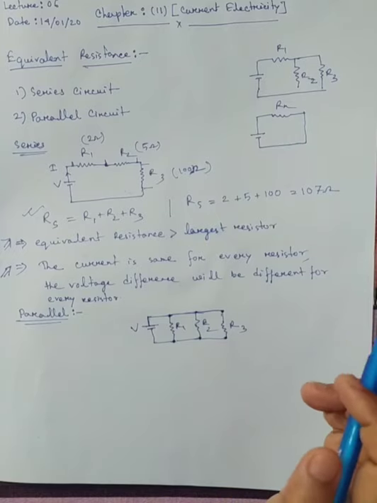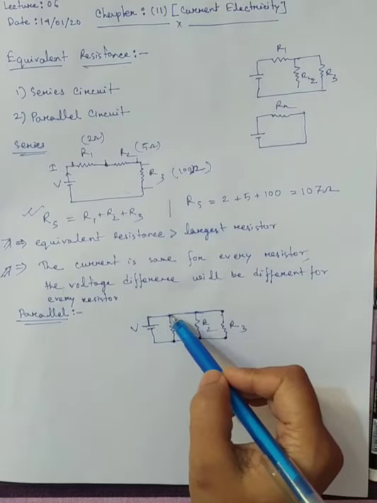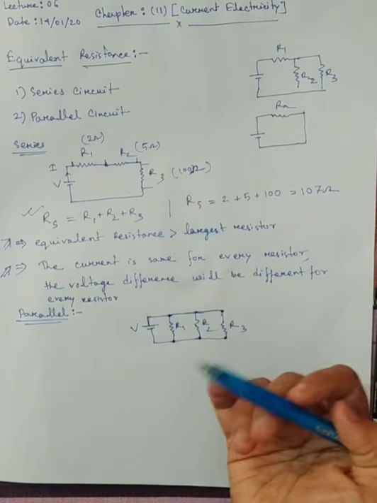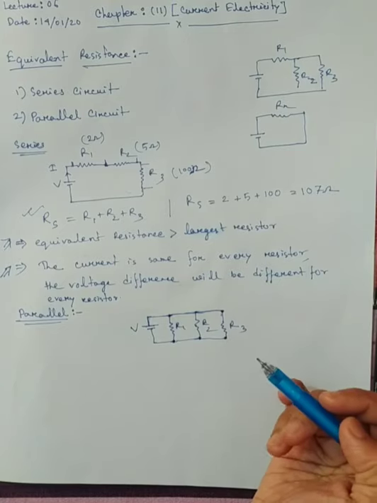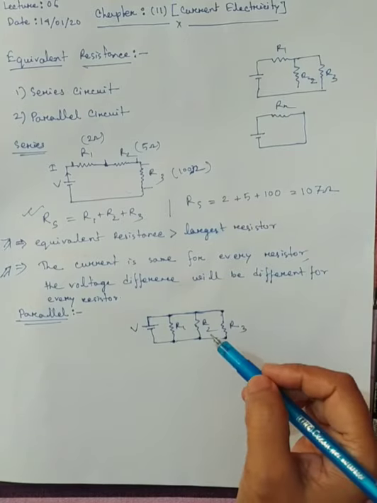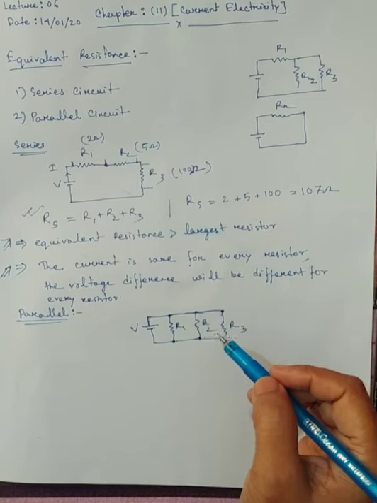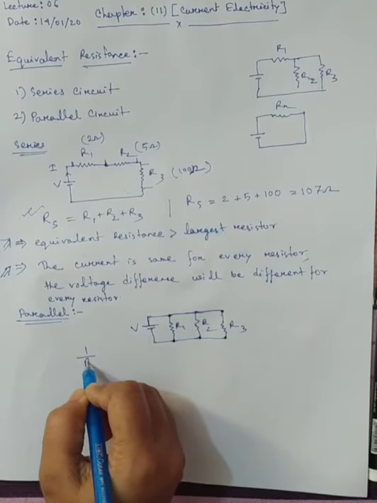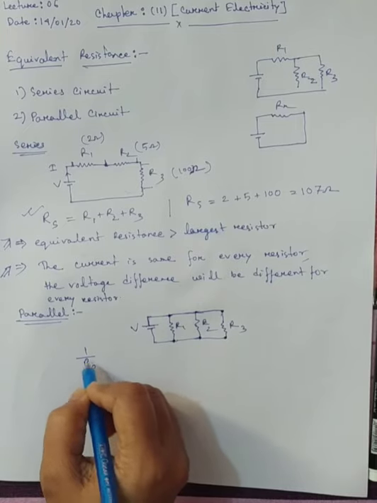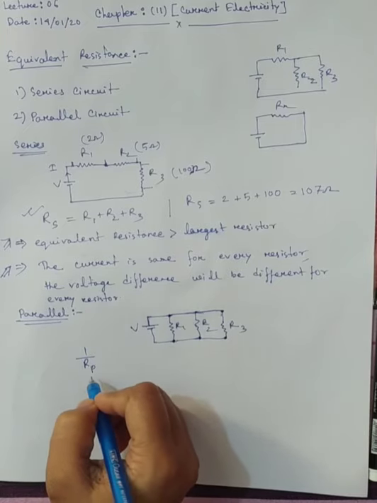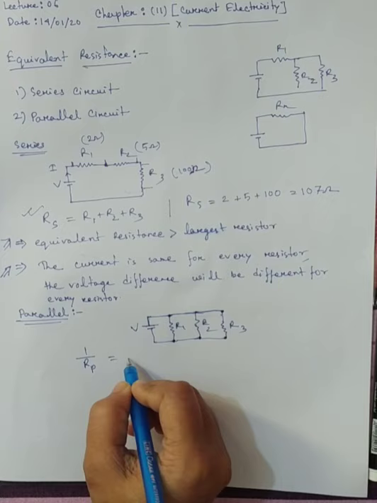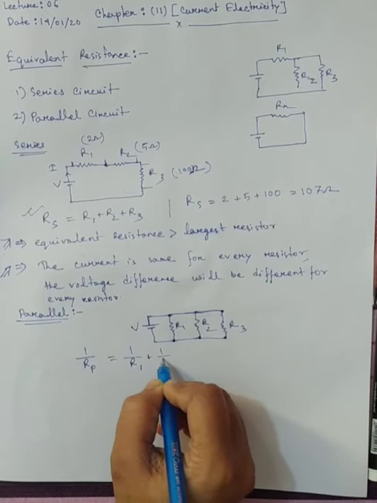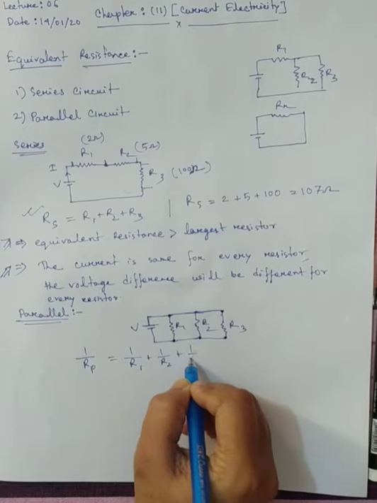The resistors' starting points will be together and the ending points will be together, then we can call it a parallel circuit. So if we want to determine the equivalent resistance for a parallel circuit, that will be 1 by Rp. Here Rp is denoting the equivalent resistance for a parallel circuit. 1 by Rp equals 1 by R1 plus 1 by R2 plus 1 by R3.